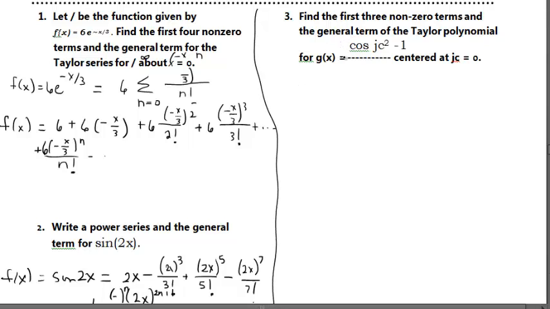We're going to find the first three non-zero terms and the general term of the Taylor polynomial for the given g function, centered at x equals 0.